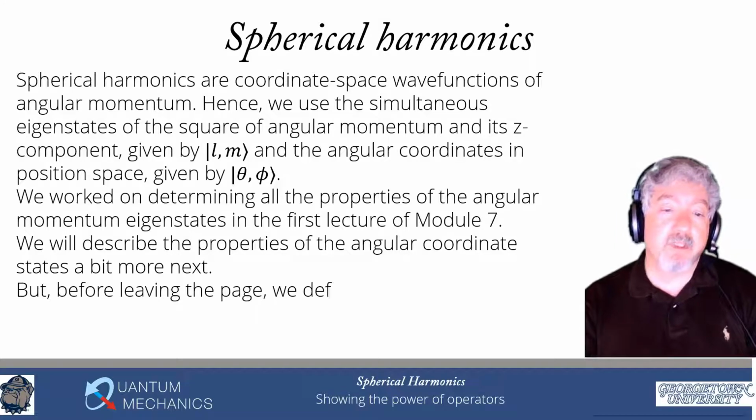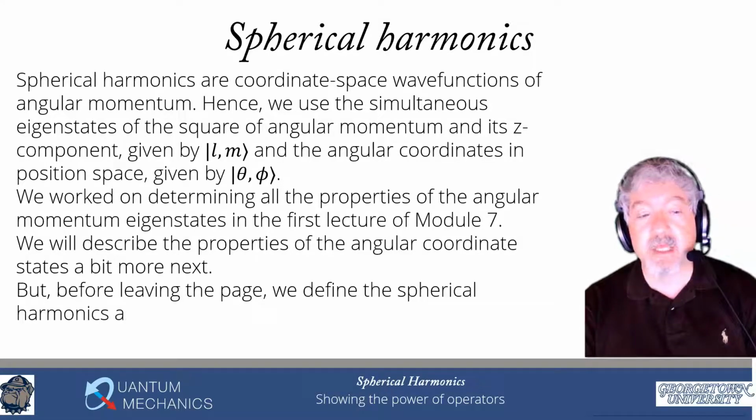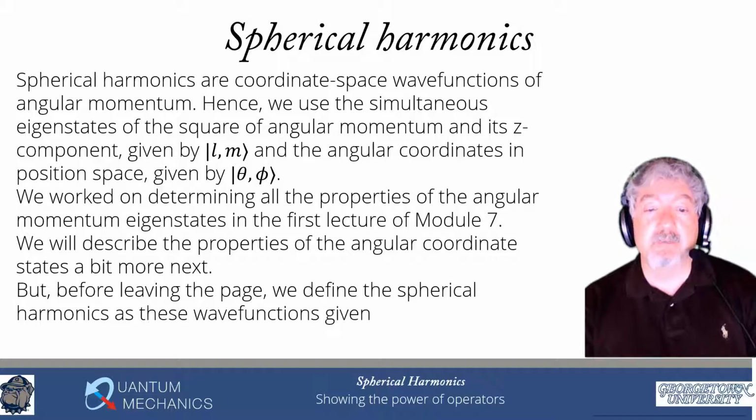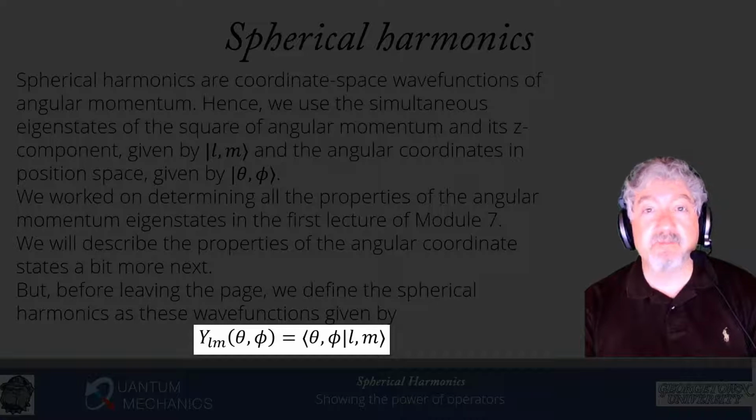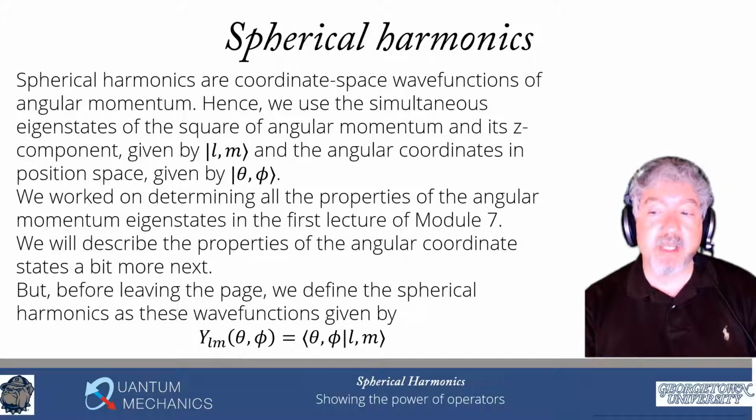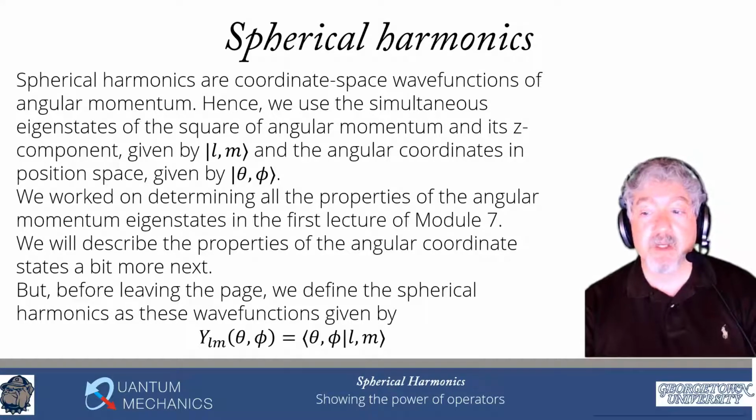But before we leave this page, we want to define exactly what the spherical harmonics are, because they're the wave function given by the overlap of the spatial bra given by theta phi and the ket given by L M. And these functions are denoted Y sub L M of theta phi. And those are very time-honored old functions. They were known way before quantum mechanics, and it's really quite surprising that they come out in exactly the same fashion in quantum mechanics as they did in classical mechanics.